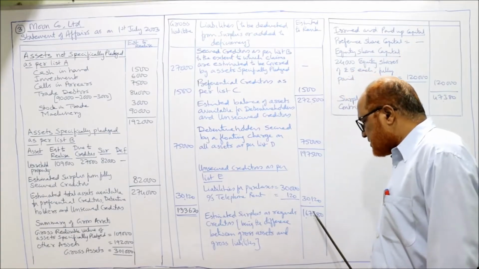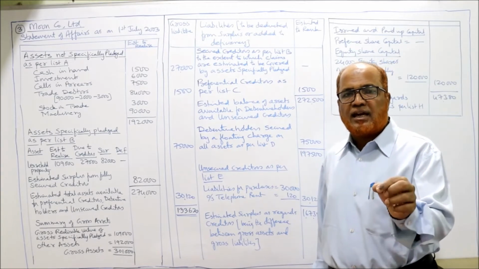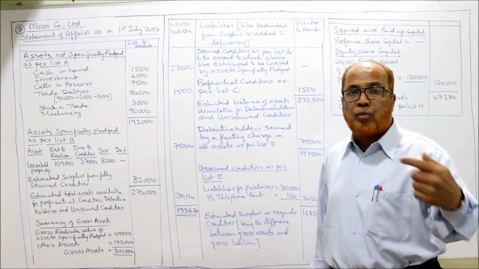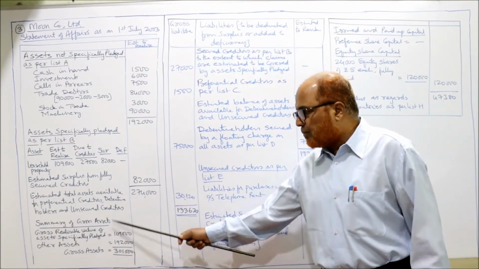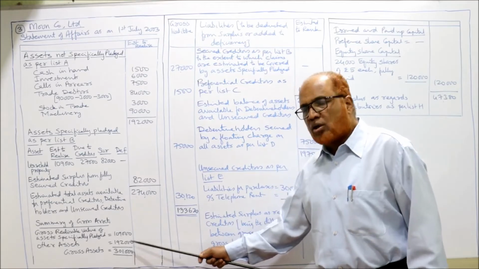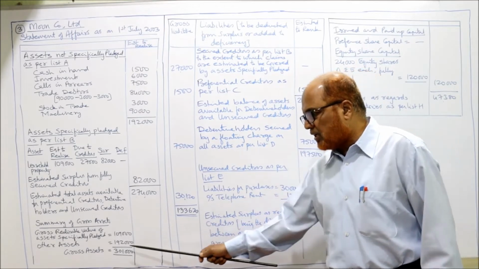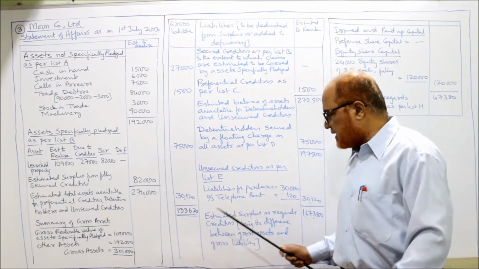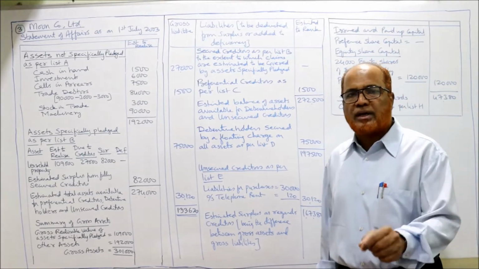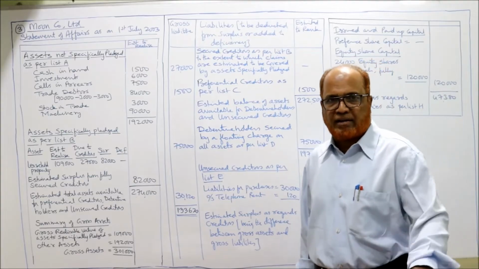अब ये जो 1,67,380 है, करेक्ट है या इनकरेक्ट है, ये वेरीफाई करने के लिए, प्रूफ करने के लिए we'll take the difference between gross assets and gross liability. Summary of gross assets 3,01,000, gross liability 1,33,620. तो 3,01,000 में से 1,33,620 minus कर दो, you must get 1,67,000. If you get, that means your calculations are right.